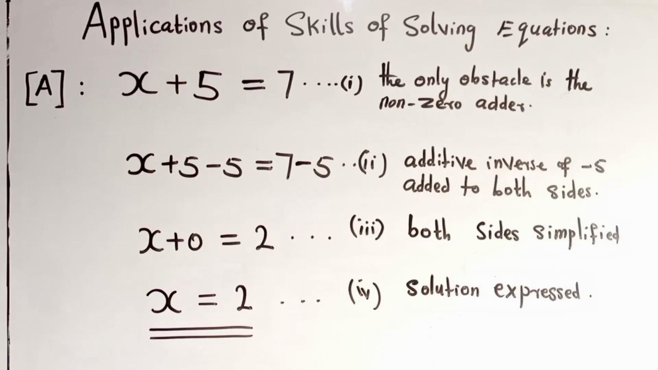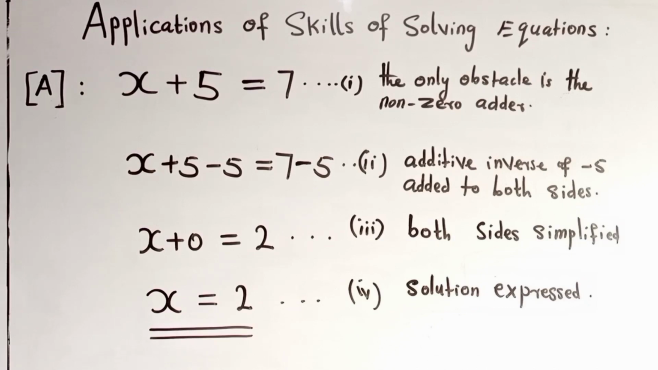The only obstacle we see in this equation is that there is a non-zero adder in the left-hand side. This x is the unknown, and this x does not possess all those qualities it is supposed to possess. It has all qualities, but 1 is not possessed. What is it? Instead of having 0 as its adder, it has 5 as its adder. Therefore, we call it a non-zero adder. I just call this 5 non-zero adder, meaning that 5 should turn to 0.